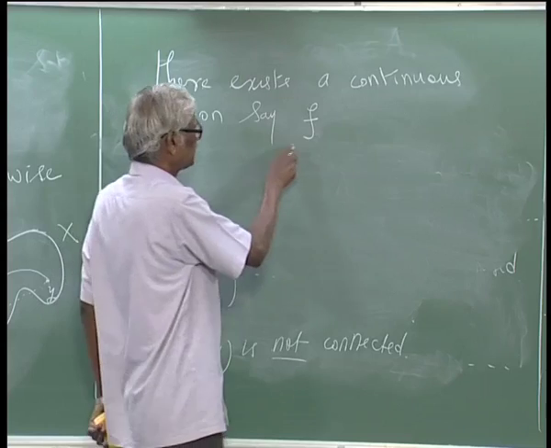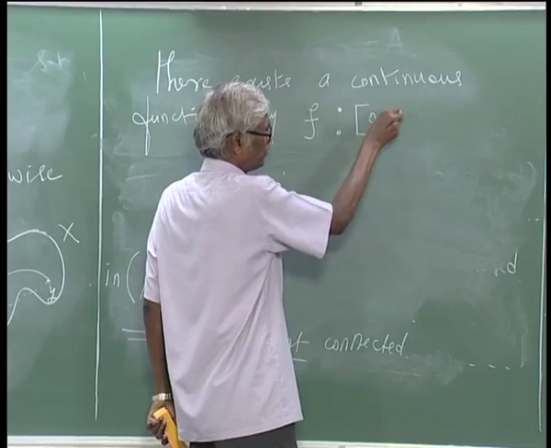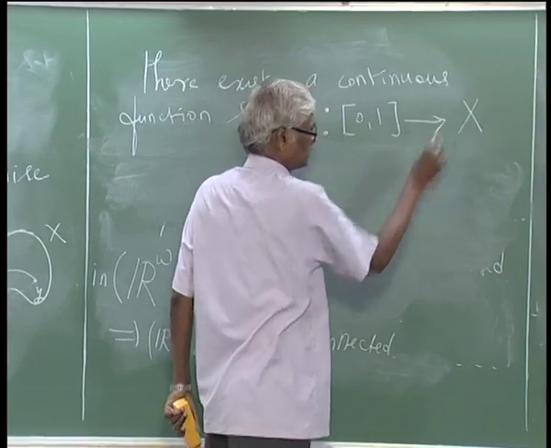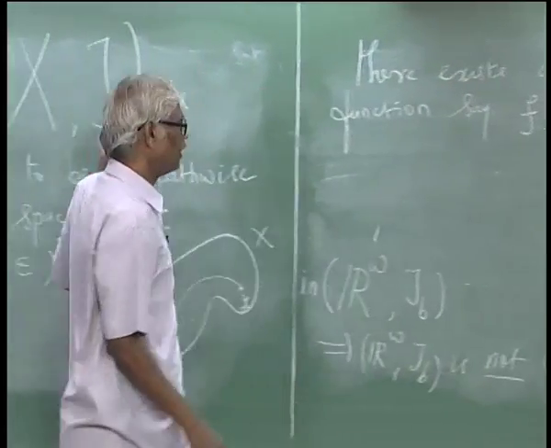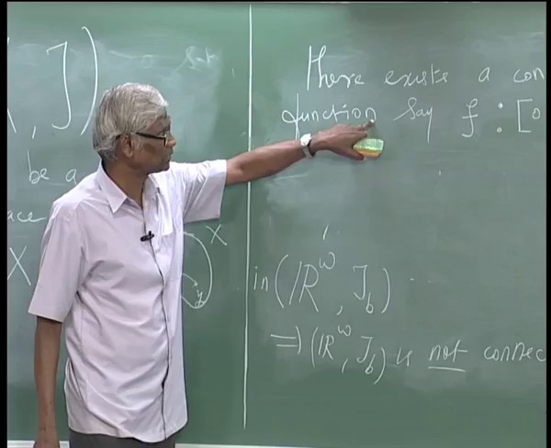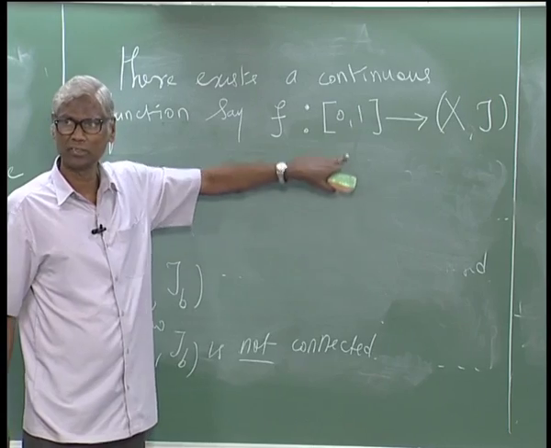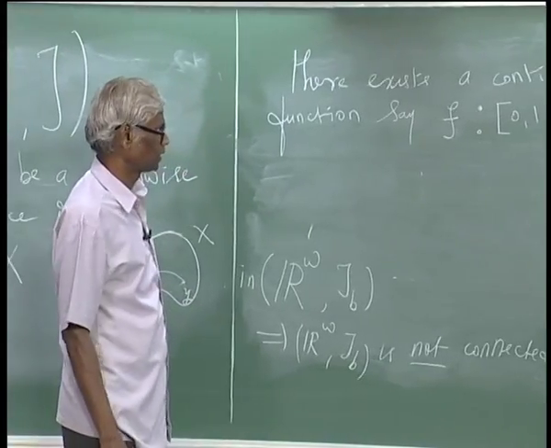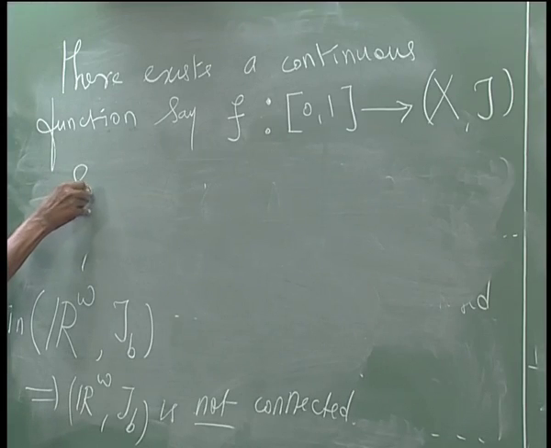There exists a continuous function, say f, from the closed interval [0, 1] to the topological space X, with the given topology tau. Here the topology on the closed interval [0, 1] is the usual one, considered as a subspace of R with the usual topology. This is a continuous function satisfying the condition that at the beginning you are at x.